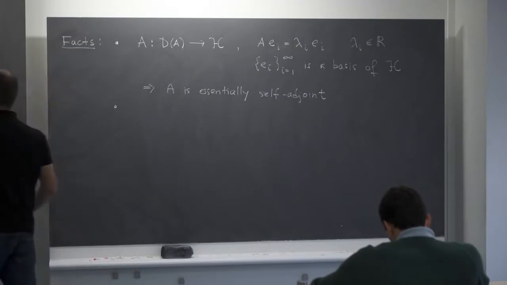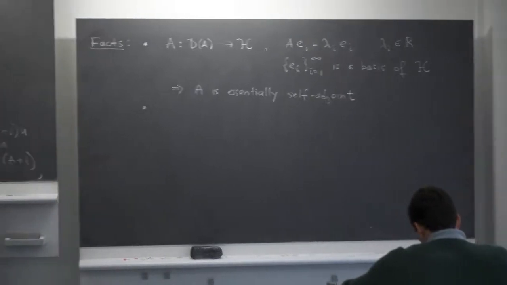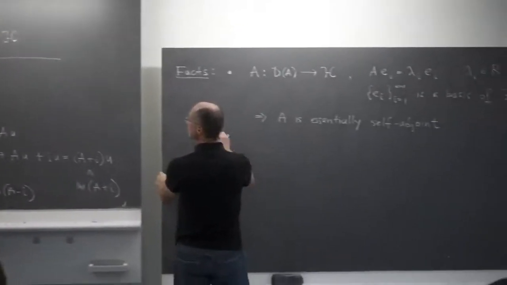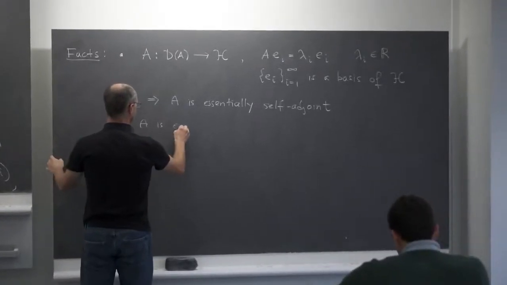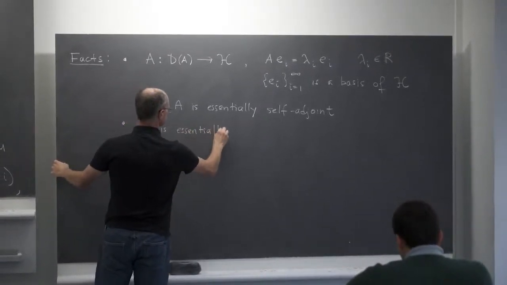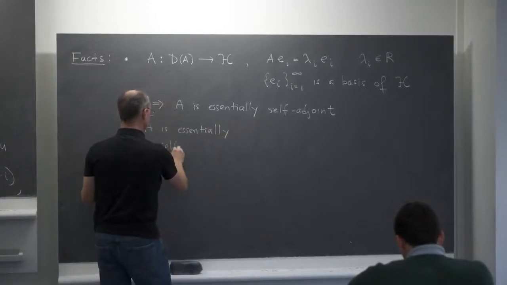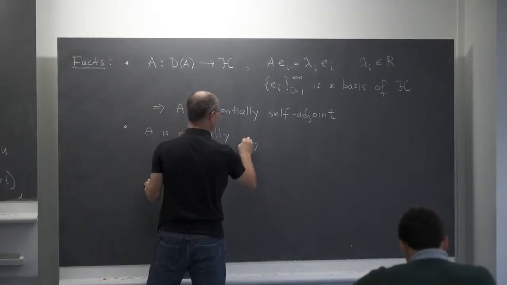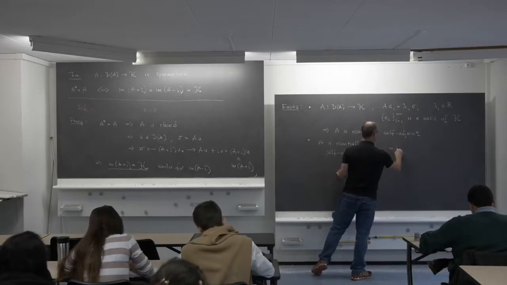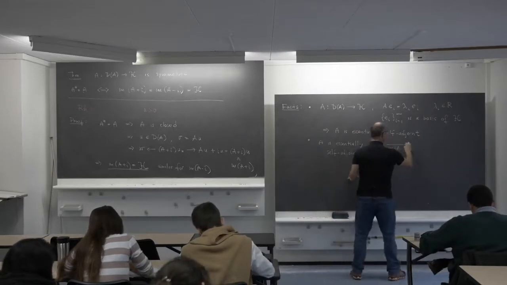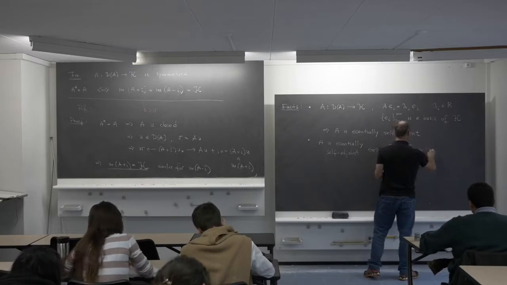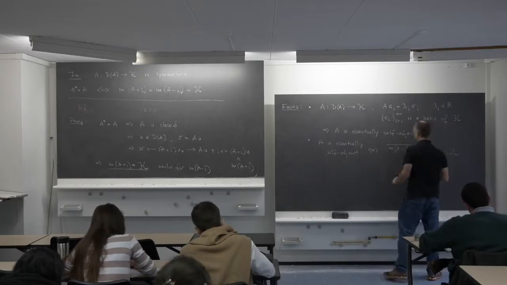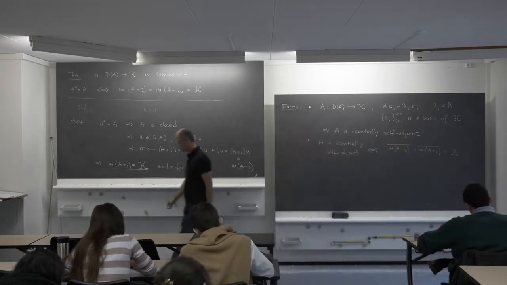So another interesting fact, you can actually weaken the conditions on this side. A is essentially self-adjoint if and only if the closure of the image of A minus I is equal to the closure of the image of A plus I and is equal to H.